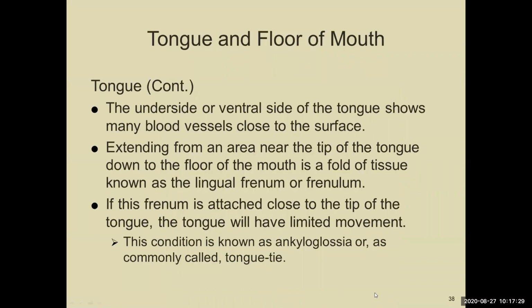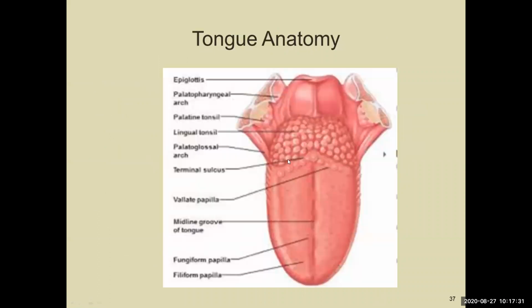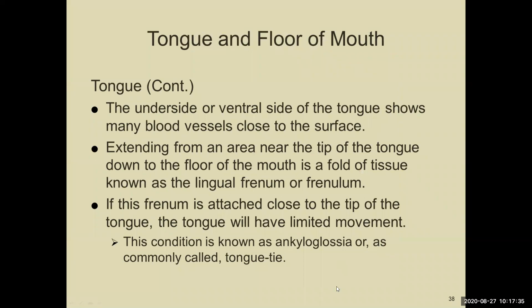So this is the dorsum of the tongue. And then if they lift their tongue up, it's the underside of the tongue, the ventral surface. It's very vascular. It shows the blood vessels because they're close to the surface. Sometimes you can even see what we call varicosities. You can see those blue veins just sticking out if you're older as well.